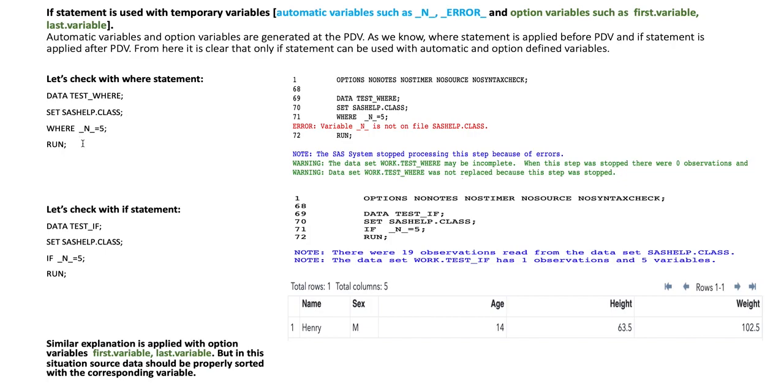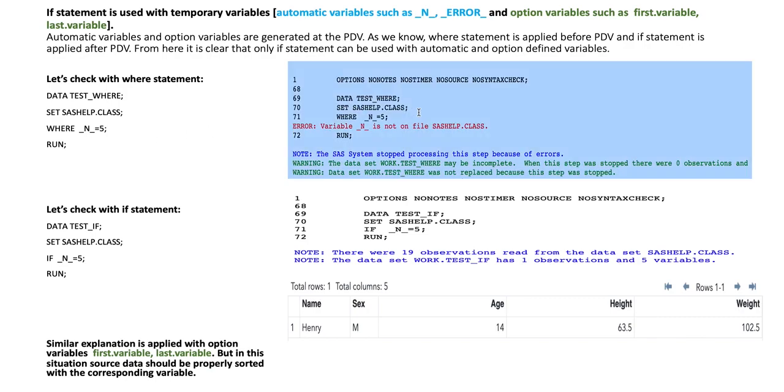When we run this first set of code, the log is obtained in the highlighted part. That means it is throwing an error. Variable _N_ is not on this sashelp.class dataset. That's true, because such type of variable, that means temporary variables, are created at the time of PDB. Such variables are not in the source data set. That's why it is throwing an error. As a result, the program has stopped.